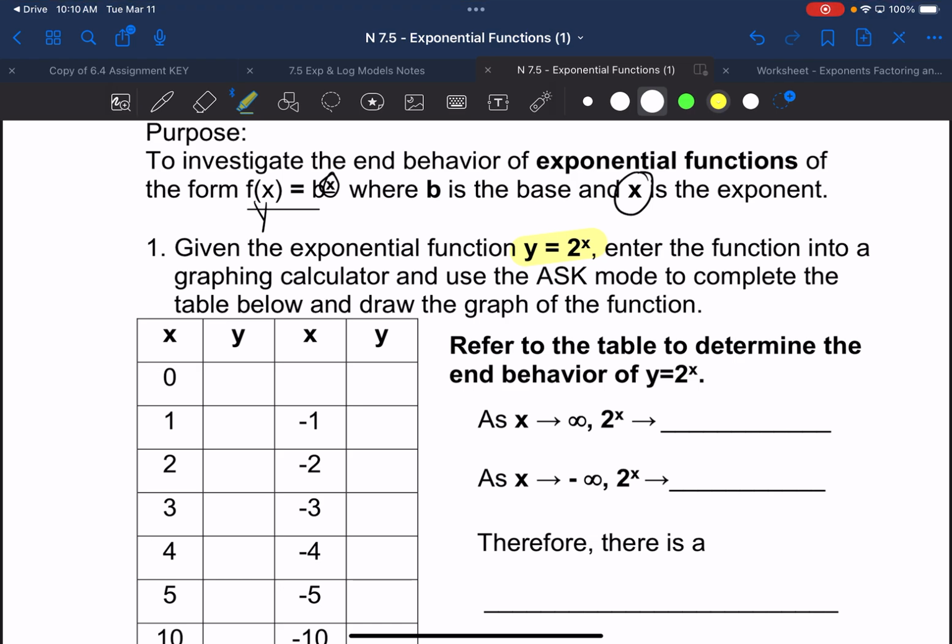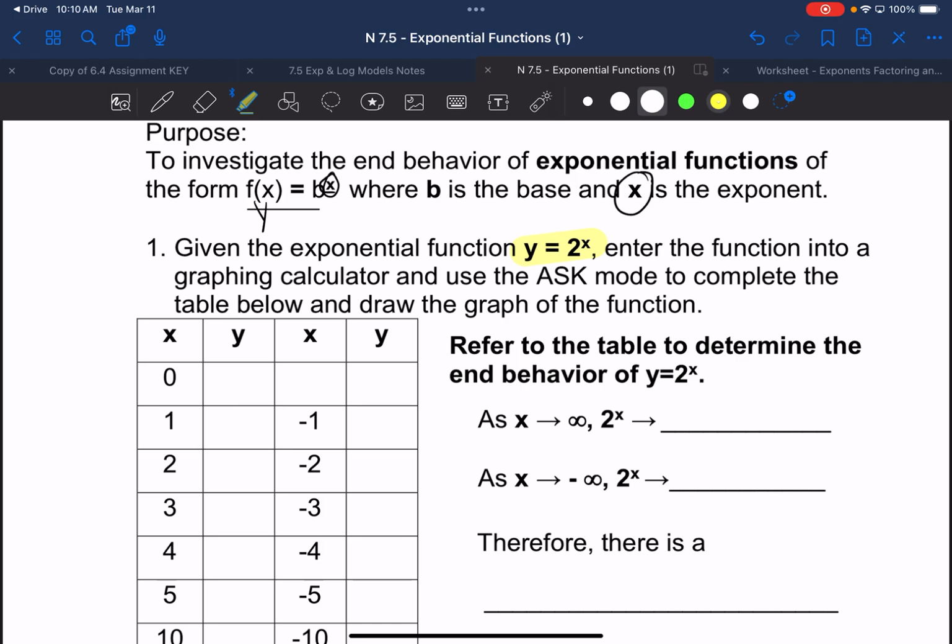When it talks about the ask option, that's if you press second window, and then you can say what you want it to start at. So our first value is 0, so I could put that I want it to start at 0. Then the triangle TBL means how much you want it to change by each time. Well, ours is changing by one number each time, right? So we'd put a 1 there. And then you can pull up your table, and that's where it'll start. So remember, to pull up your table, you just press second graph.